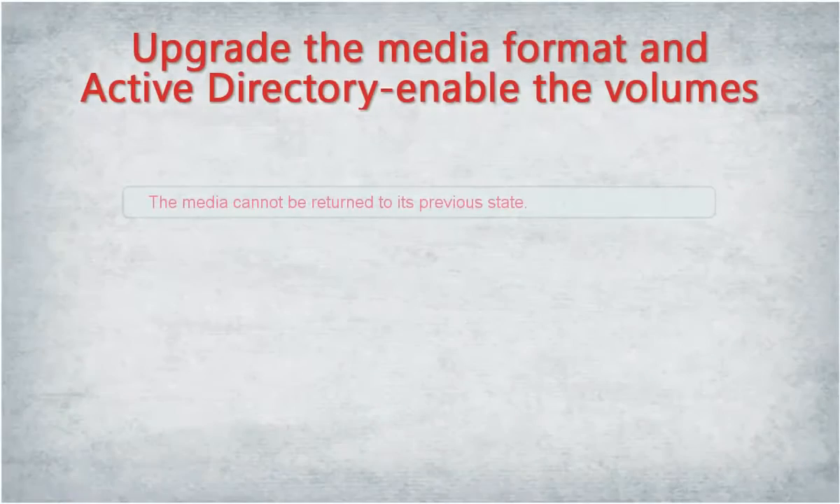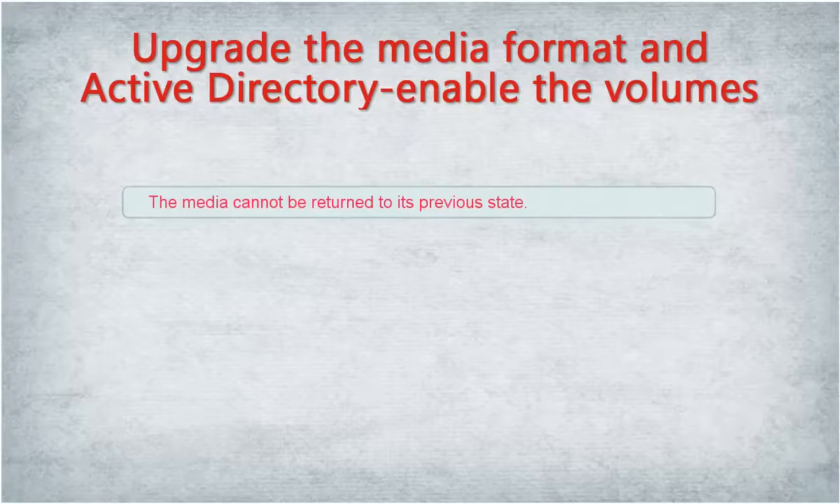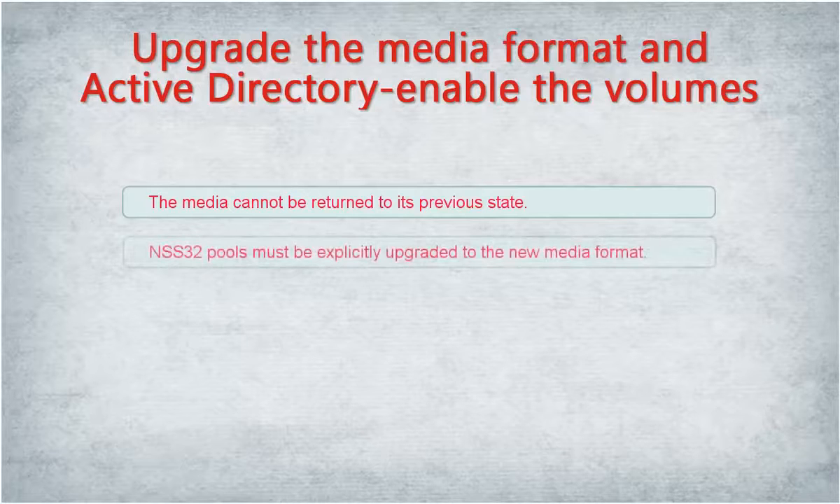First, upgrade the existing NSS32 cluster pools with the new metadata structure to provision NSS resources to Active Directory users. This is a one-time activity. Once completed, you cannot return the media to its previous state. If you create NSS32 pools, you have to explicitly upgrade them with the new media format. However, the NSS64 pools introduced in OES 2015 are shipped with a new media format.